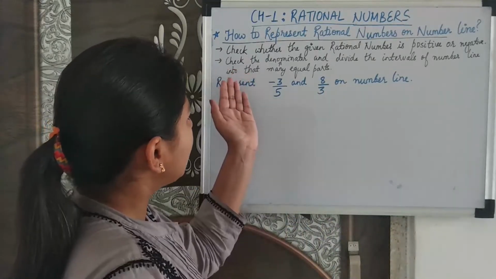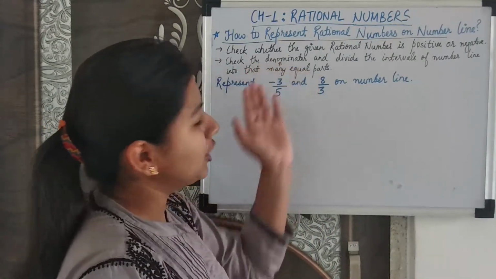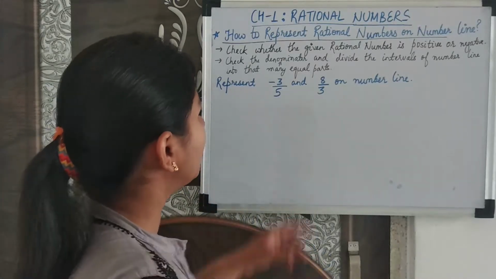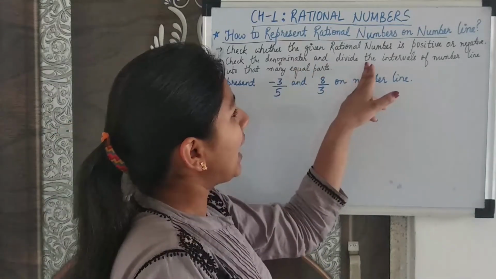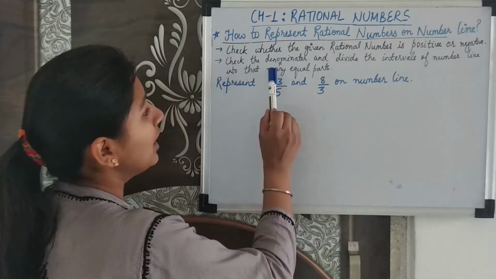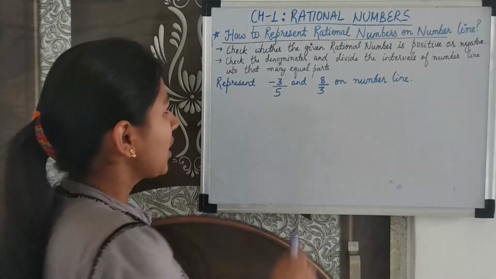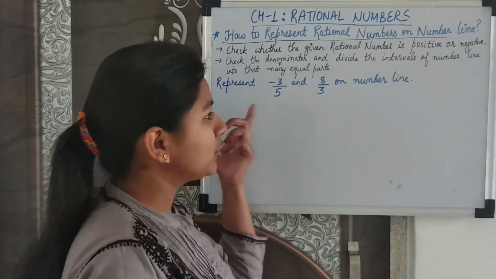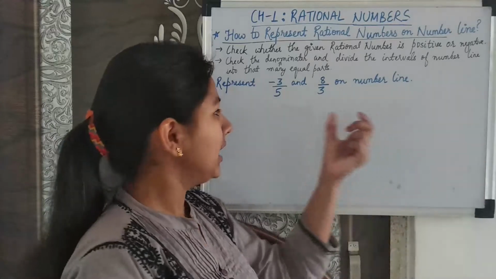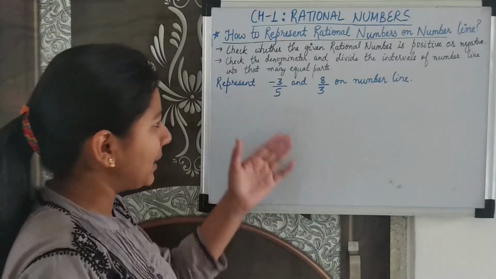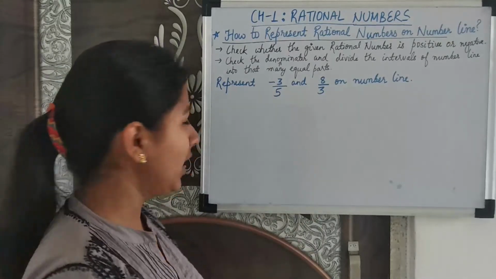What we have to check is that check the denominator. We have to check that what is the number of that denominator. Check the denominator and divide the intervals of number lines into that many equal parts. Like as by seeing the value of denominator, we have to divide the whole number line into that many equal parts. Now we will understand it in a better way by taking two examples.